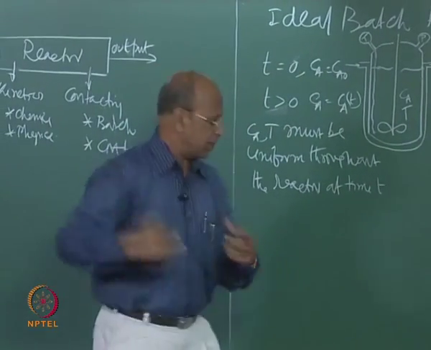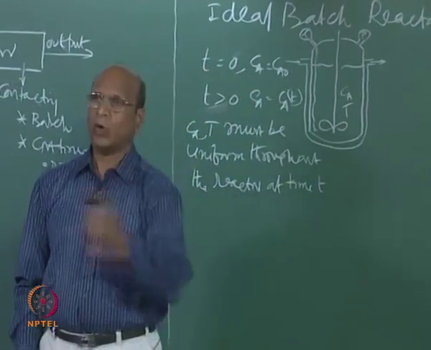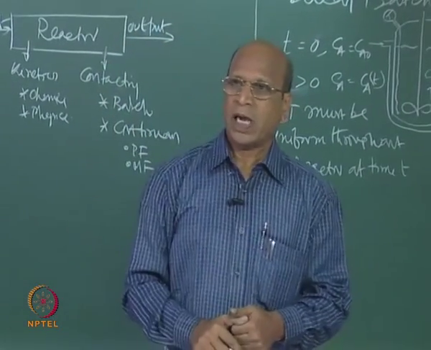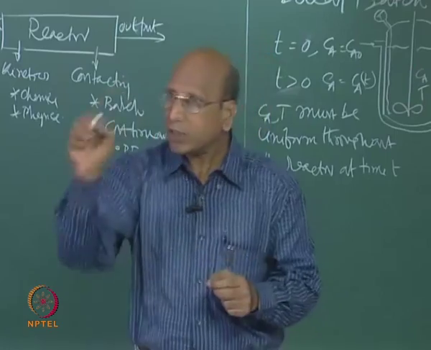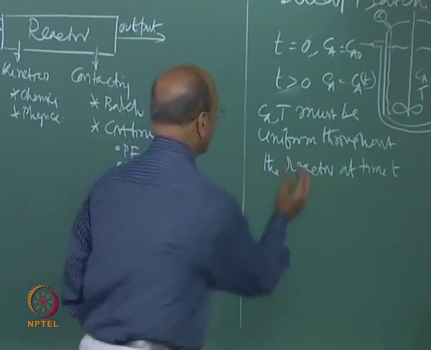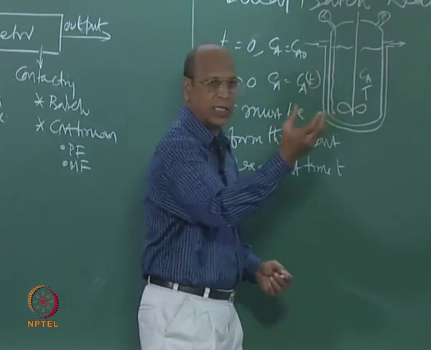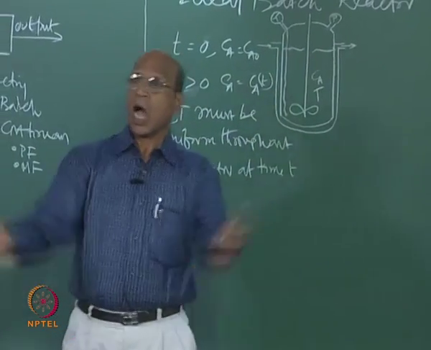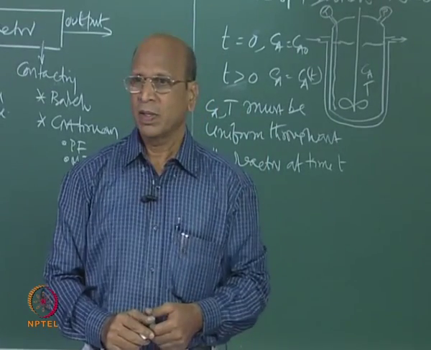Definitely my problem is solved if I am able to have only one concentration throughout. Then I know definitely my rate is a function of that concentration. Otherwise, if the concentration is changing at various places, I should measure at each and every point and get some weighted average of that. For example, in this volume, I take 1% volume, what is the concentration? I take 5% volume, what is the concentration? Another 1% here, what is the concentration? Another 10% here, what is the concentration? I have to sum up all that and take some volume average, which is a headache for me.